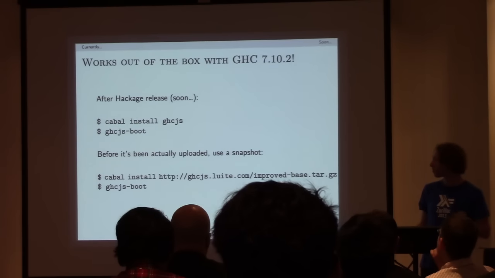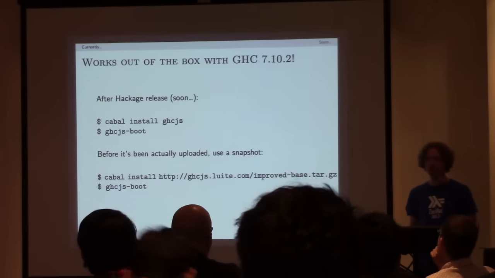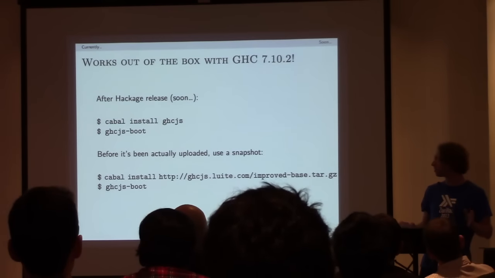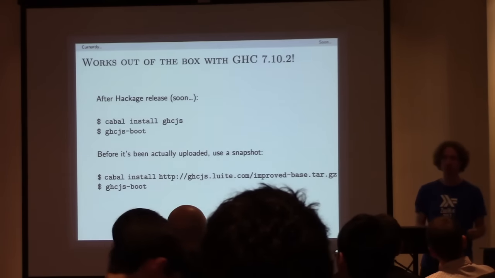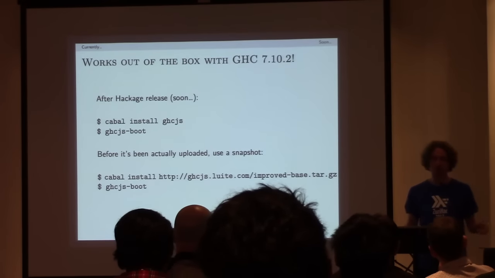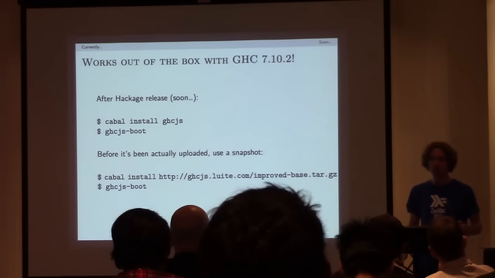But before I upload the whole thing to Hackage, it will take a few more bug fixes and a bit of coding before I'm confident enough to do that. Then you can really just cabal install GHCJS and then run GHCJS boot, which builds the libraries like base, GHC prim, integer-gmp, all the libraries that the compiler needs to work.